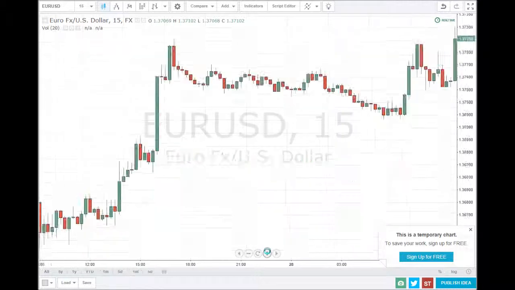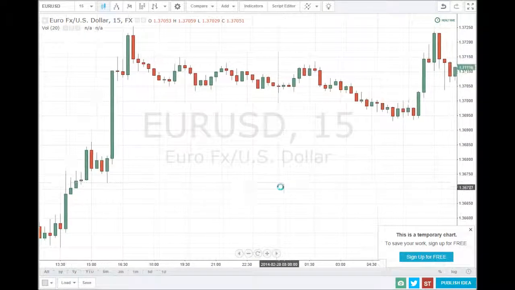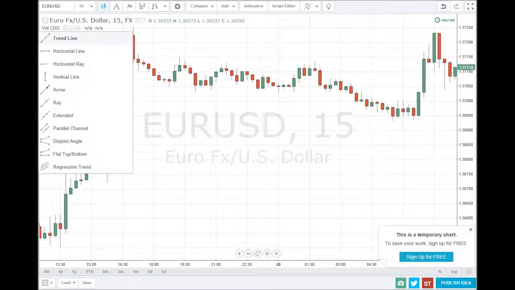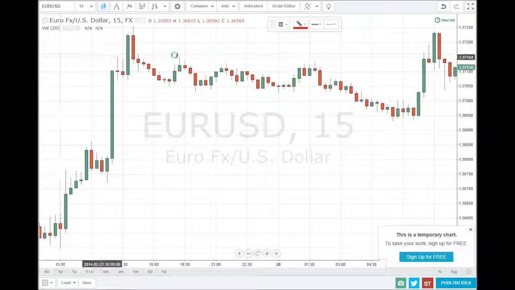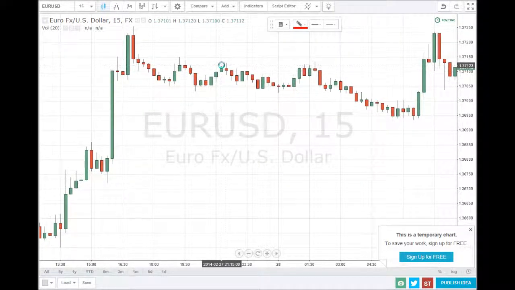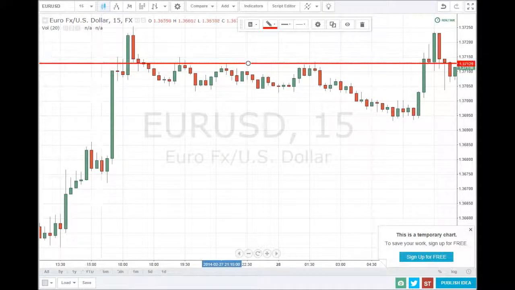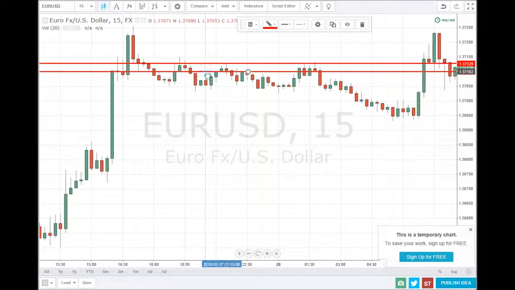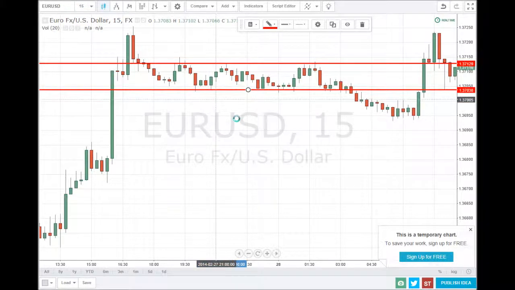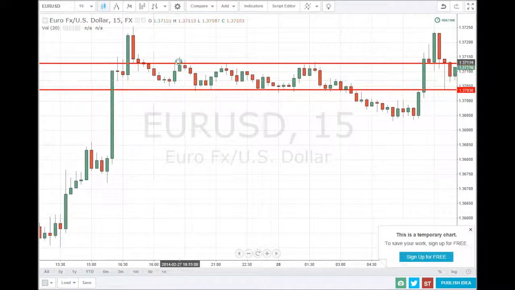If we zoom in, we can add a couple of lines to make this clearer. One there, and another down here. We have this up and down motion, but we're moving in a general sideways direction.